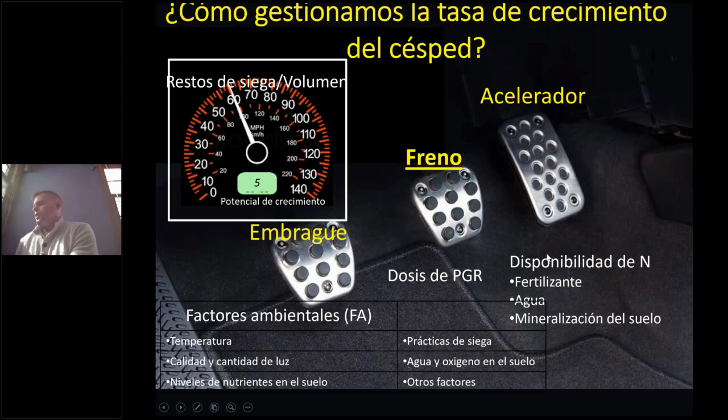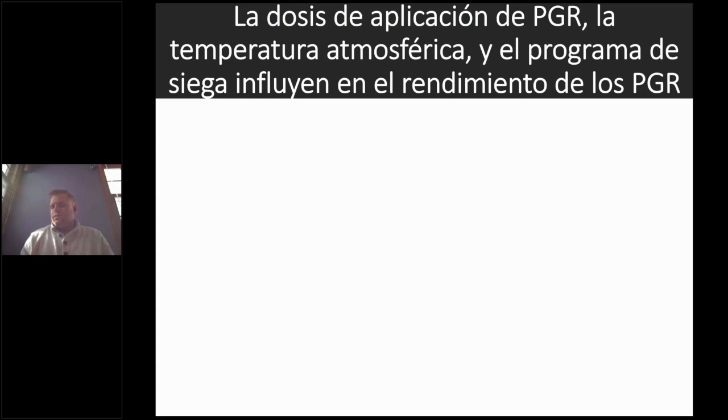So we'll wrap up here talking about the brake pedal, and this is our PGR. This is the situation where the grass is just growing too fast. What are you going to do about it? Well, we can put down these plant growth regulators, and those really can help a lot. This is a whole multi-hour talk about plant growth regulators, and we're just going to do a quick 5 minutes of it here as we wrap up. I'm only going to hit the most important take-home points.